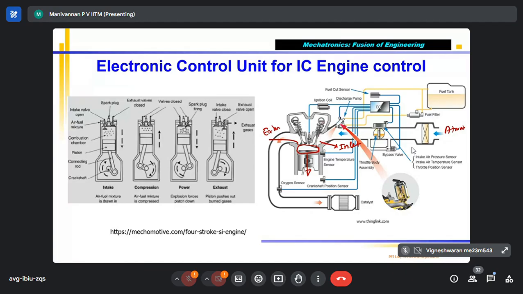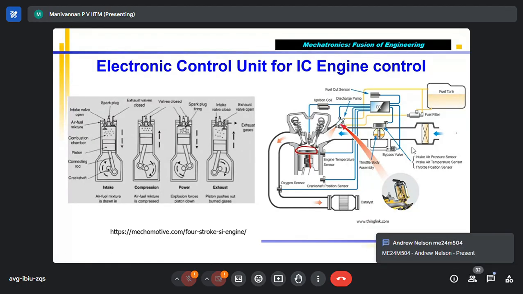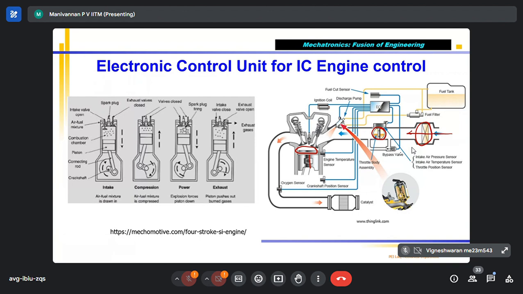Then the inlet valve is opened by the camshaft. This is the camshaft driven by the crankshaft through a belt mechanism, the timing belt. You can see that the inlet valve will open. So when the piston goes down, a vacuum is created. So the air, shown by the blue arrow, comes from the atmosphere. This is the air filter, which removes any dust. Then this is your throttle plate, which is controlled by the driver.